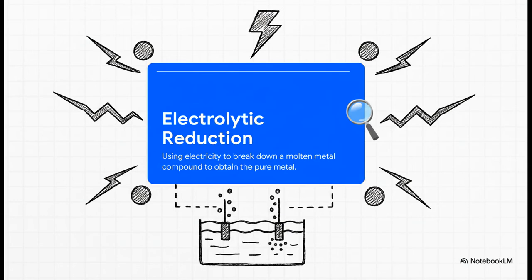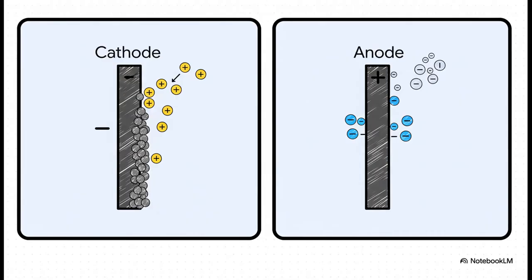So, if carbon is not strong enough, what do we use? We need to bring in the ultimate force. We use electricity. This powerful process is called electrolytic reduction. The name tells you what it is. Electro means using electricity, and lytic means to break down. So we use electricity to break down the molten metal compound, for example, molten sodium chloride, to get our pure metal.